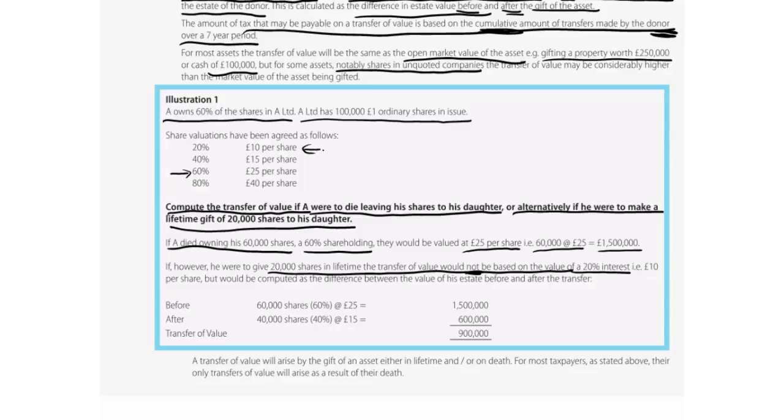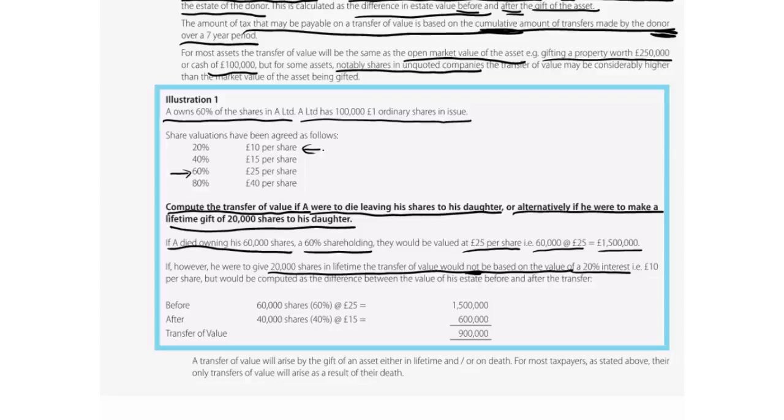At £10 per share. Now, if you can remember your capital gains tax, if you were to give shares away in lifetime, then a gift is a chargeable disposal, shares are chargeable assets, and a gain would be computed based on open market value.